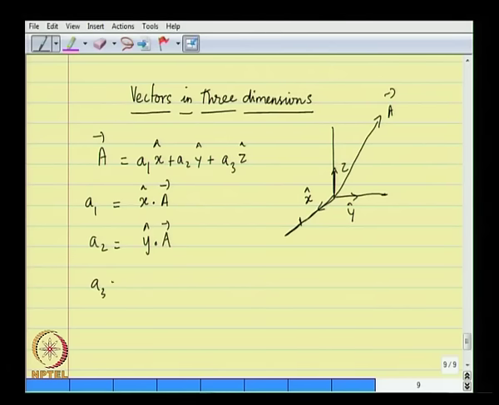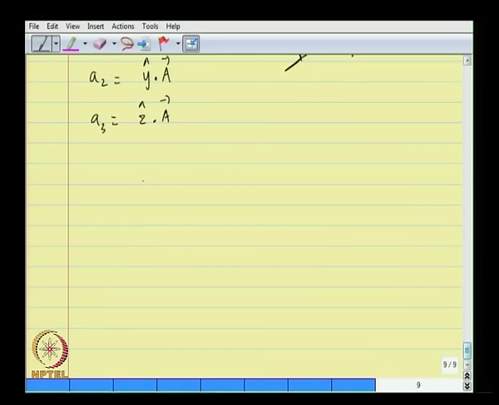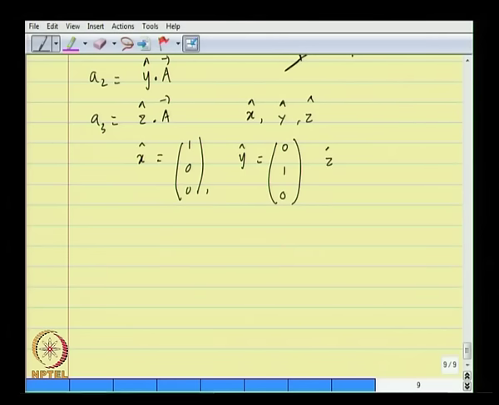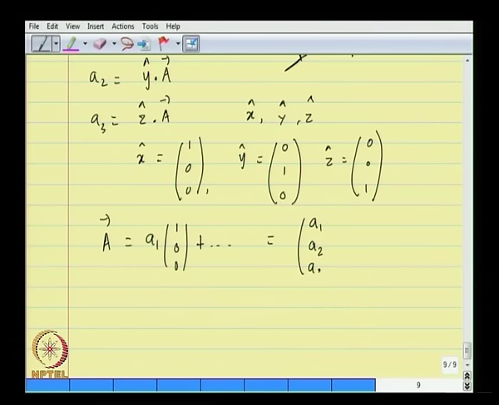And A3 is along the z direction of vector A. Now, in three dimensions, one writes these unit vectors x, y and z in the form of 3 by 1 column matrices, namely x as 1, 0, 0, y as 0, 1, 0 and z as 0, 0, 1. Then it is clear that the vector A is given by A1 times 1, 0, 0 plus etcetera, which gives you the matrix notation for this vector as the column A1, A2, A3.